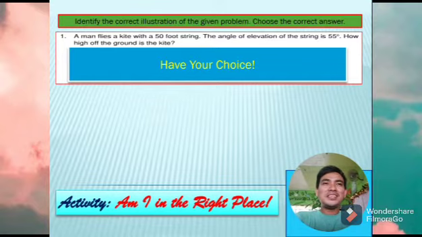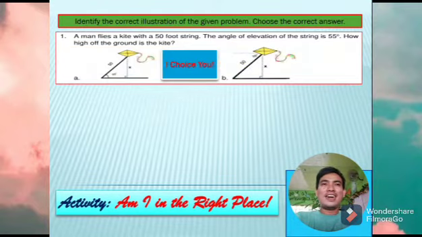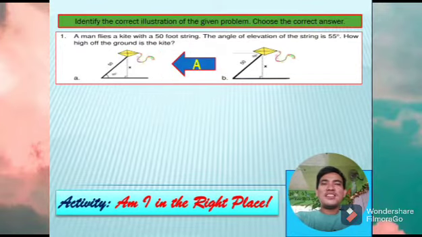Have your choice. Okay. Oh, there are two objects here. So which one is the correct representation or illustration of the problem? Is it A or B? Oh, I have chosen. There you go. That's the correct answer. Letter A.